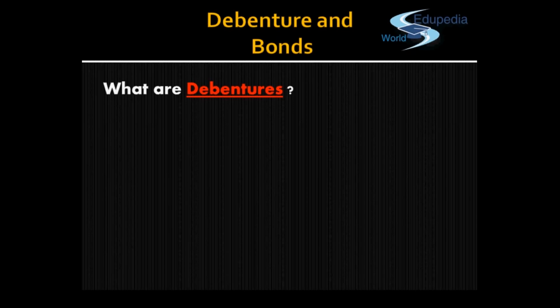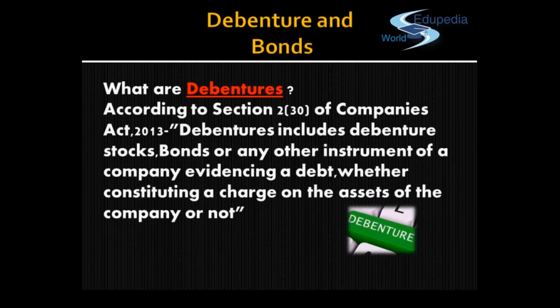Now let me define what a debenture is. According to Section 2, subsection 30 of the Companies Act 2013, debentures include debenture stock, bonds, or any other instrument of a company evidencing a debt, whether constituting a charge on the assets of the company or not. So a charge may be created or may not be created. We can say a debenture is a document or certificate issued under the common seal of the company, acknowledging its debt to the holder at given terms and conditions.